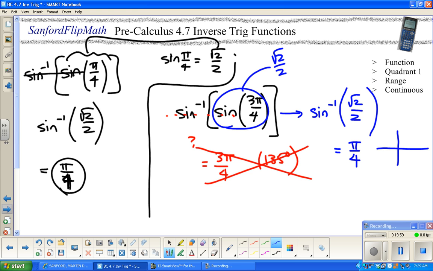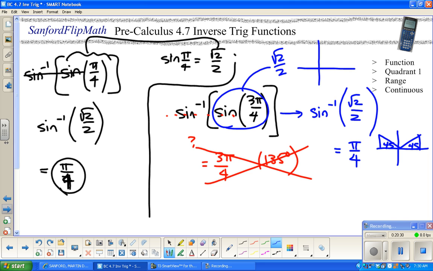The problem is this. You have multiple ways to get that square root of 2 over 2. Inverse only deals with one of those ways. Inverse always has a single answer, not multiple answers. When we finished section 4.4, and we were solving trig equations, we had multiple answers possible in different quadrants. And then the problem was, which answers do you want? Which quadrants do you want? Well, in this one, it's very specific.